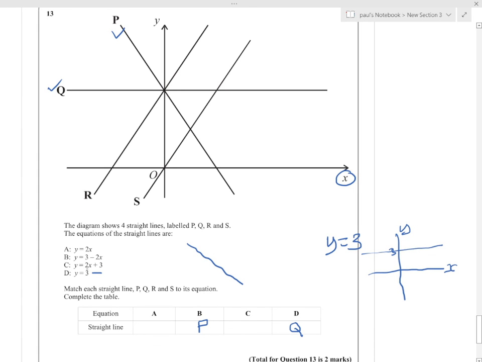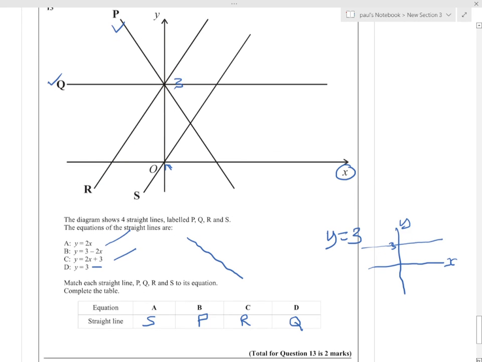They've both got a 2x, which has a positive gradient. But the difference is that this one doesn't have a number for an intercept. Therefore, the intercept must be at 0. So that must be this line here. S must be the first one because it goes through 0. And C goes through 3, which is there. Because remember y equals 3, so that is 3. So that one must be R. So C must be R.